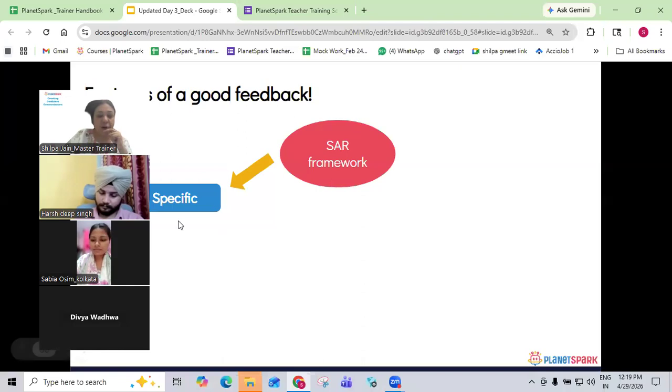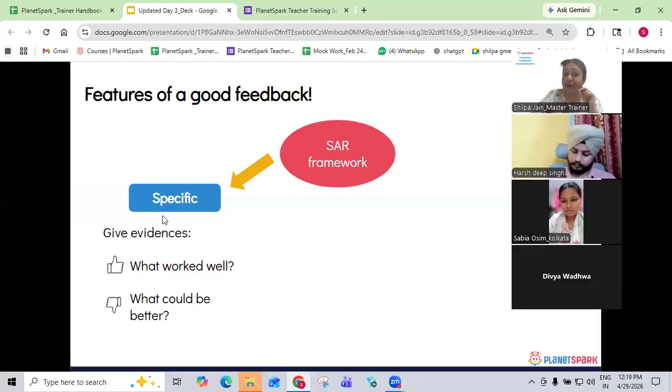S stands for specific. That means you have to give examples, you have to give evidence. Start with what worked well. First, always highlight the strengths of your learners, followed by what could be better, that means the areas of improvement of your learners. And don't forget to add evidence.